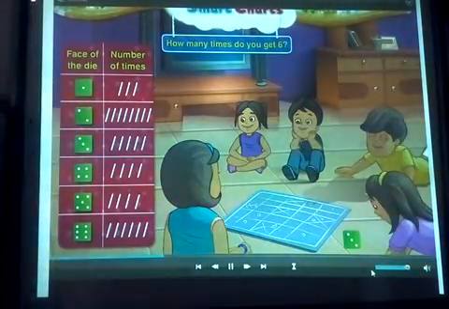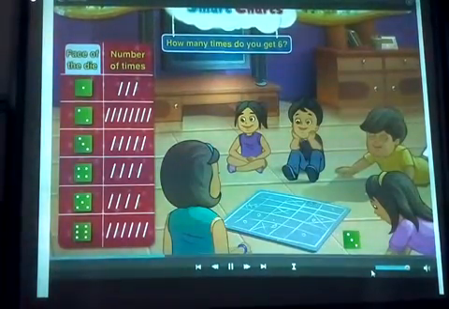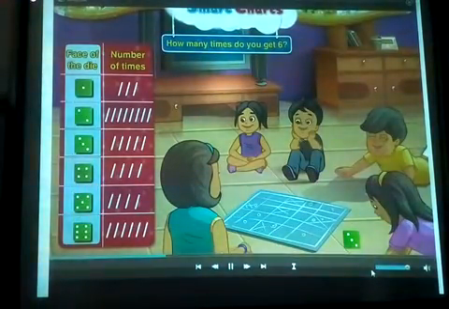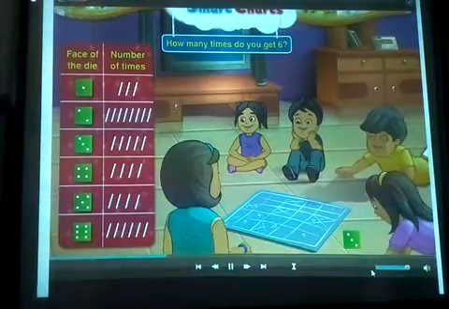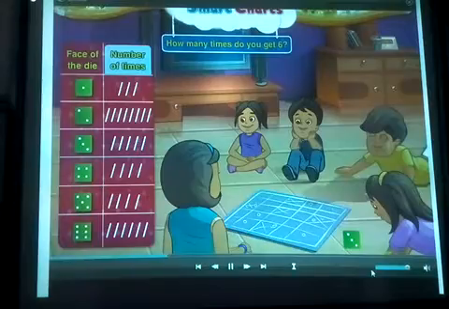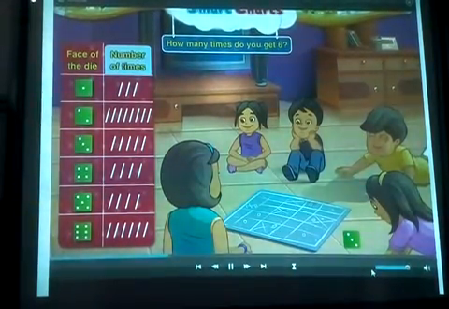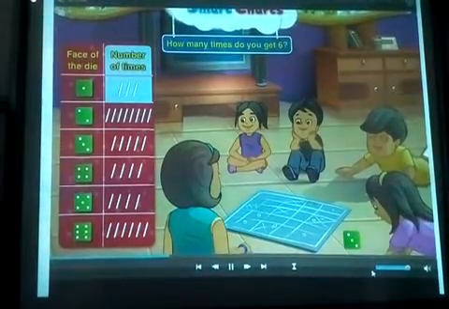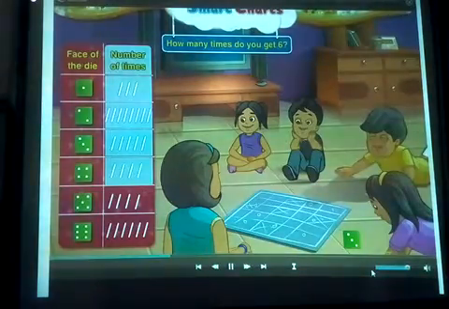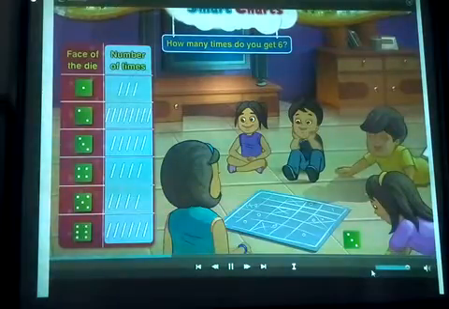In the first column, the face of die is given like 1, 2, 3, 4, 5 and 6. And in the second column, how many times we got the number on the face when the die was thrown is given. It is as follows: 3, 8, 5, 4, 4 and 6.